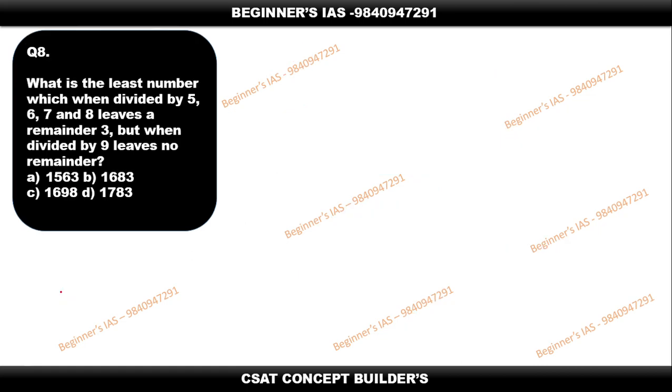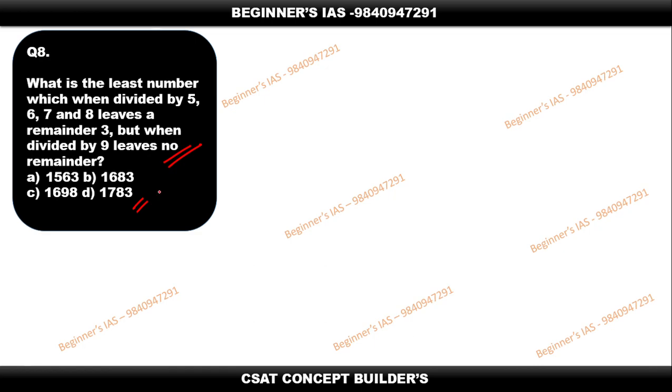Now I am going to solve question number 8. What is the least number which when divided by 5, 6, 7, 8 leaves you remainder 3, but when divided by 9 leaves you no remainder? Yes, in 2021 there was a question like this. You need to be very careful with this kind of question. Listen, what is the concept here? You can solve this with the options method also, not only the traditional method. First of all, let us see the options method with this kind of question.